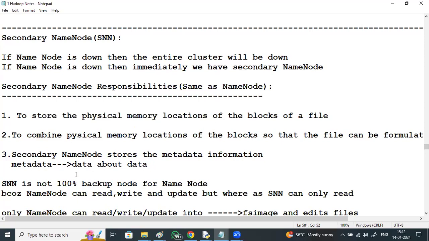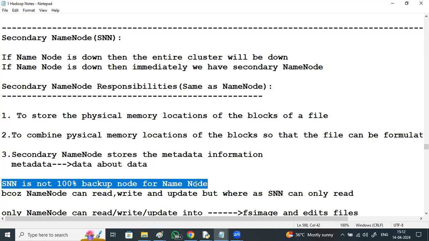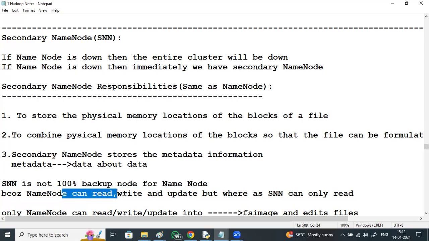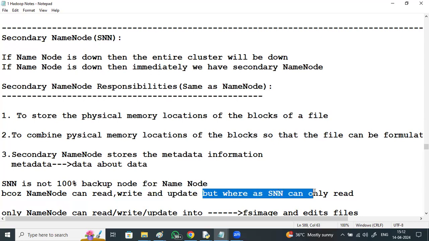But the secondary name node is not a 100% backup node for the name node. For example, in the absence of the principal, the vice principal cannot make decisions immediately; he has to wait for the principal to come. Same way, the secondary name node is not a 100% backup node for the name node. The name node can read, write, and update, whereas the secondary name node can only read.